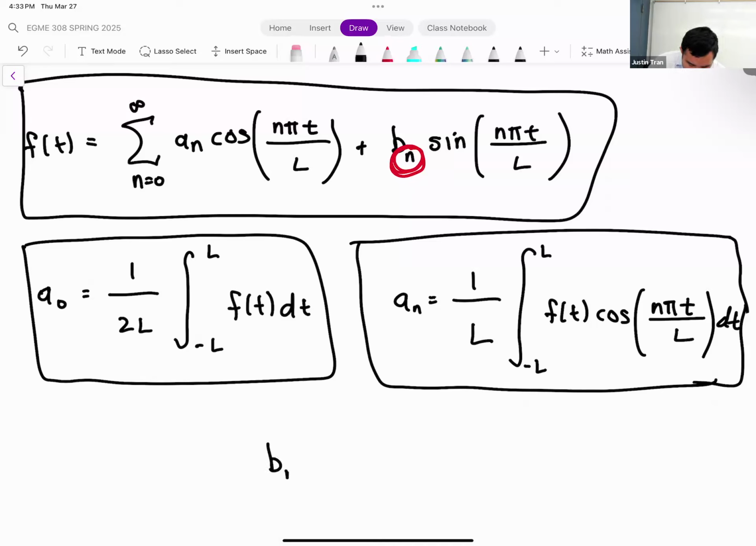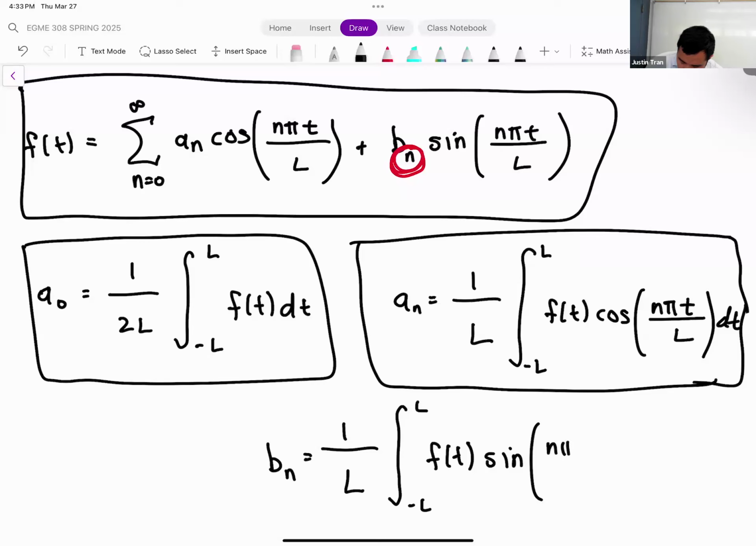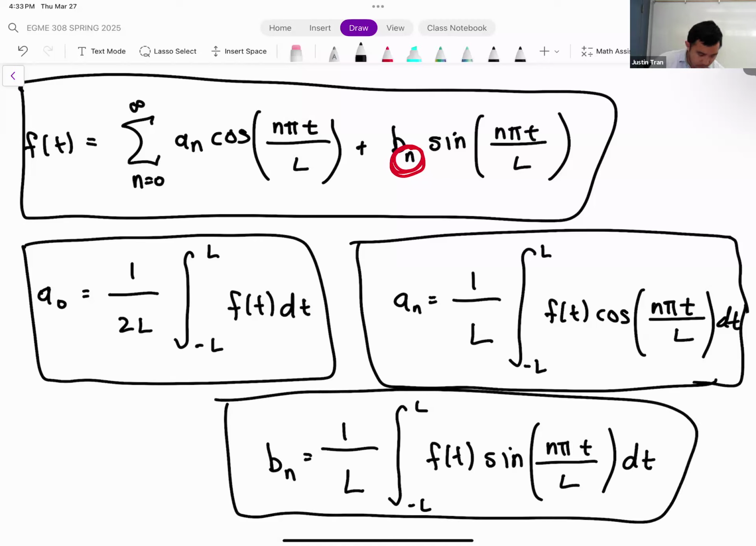Okay, and then our formula for the bn's is 1 over L integral from minus L to L of f of t sine of nπt over L dt. Okay, so we're going to do an example after this for a function with an arbitrary period, and you're going to see how our process modifies a little bit for this case. Okay. All right. Any questions on this so far?